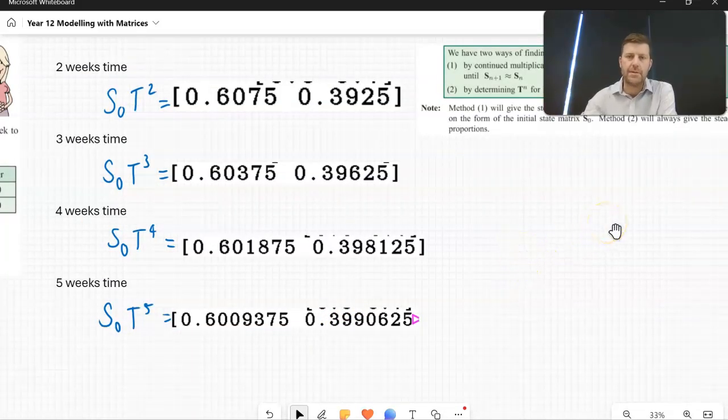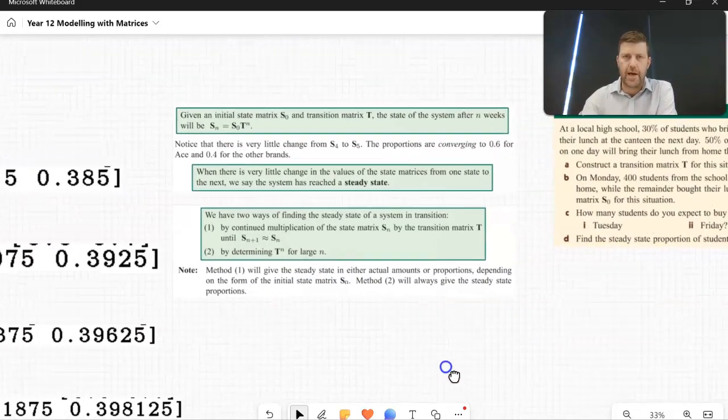So what happens after a while is we'll get to a steady state where the proportion of customers that purchase Ace and the proportion of customers that purchase other brands will not change much from week to week. We call that the steady state. Okay.